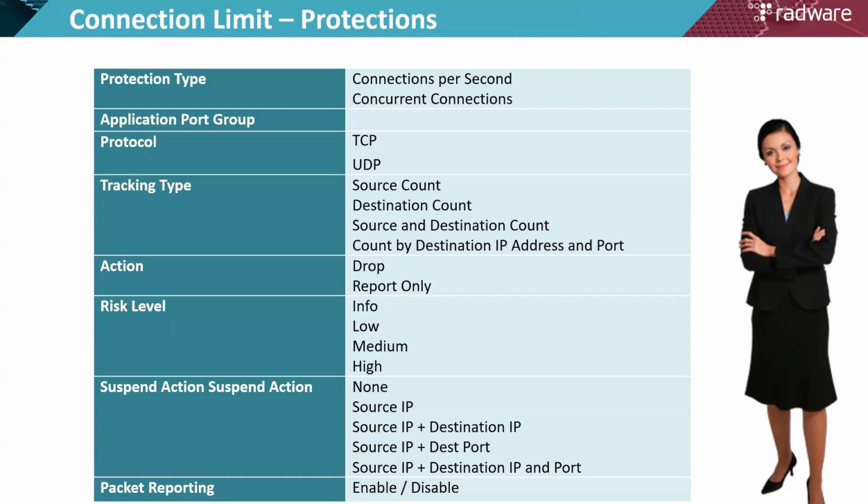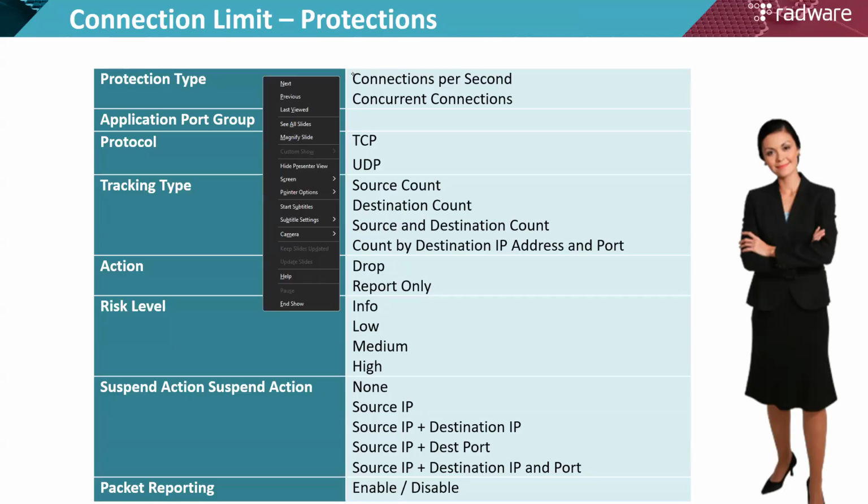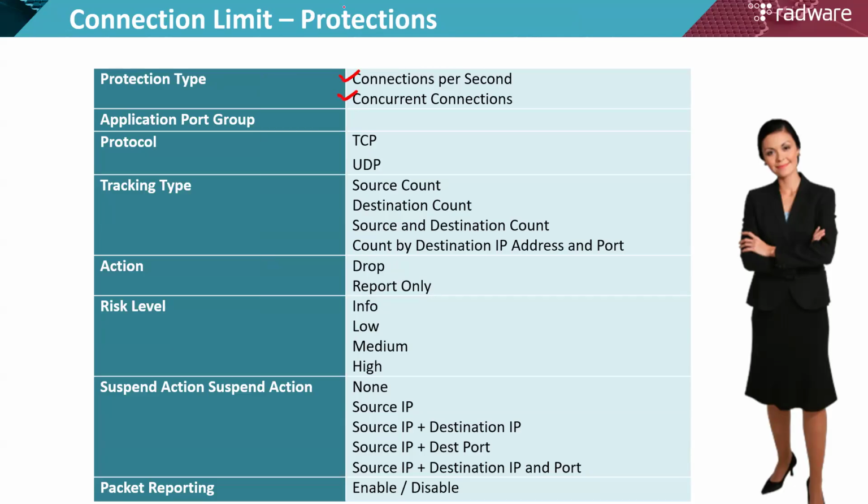Next, we have connection limit protection. Here we have two types: connections per second and concurrent connections. You can select either one of the options, whichever you feel is the right one. So you can do connections per second, or you can have concurrent connections as well.